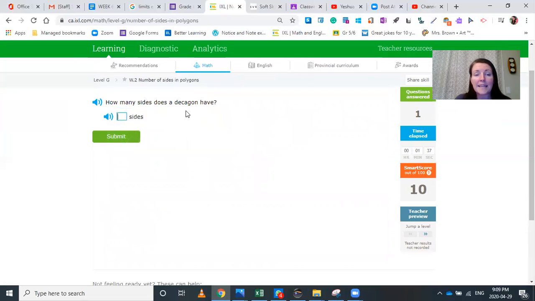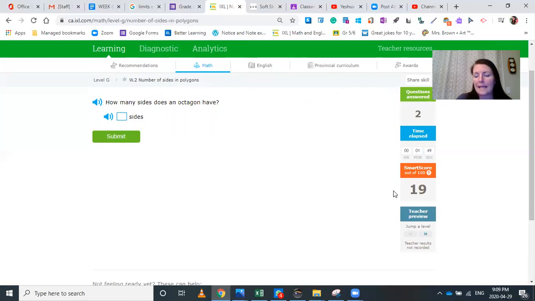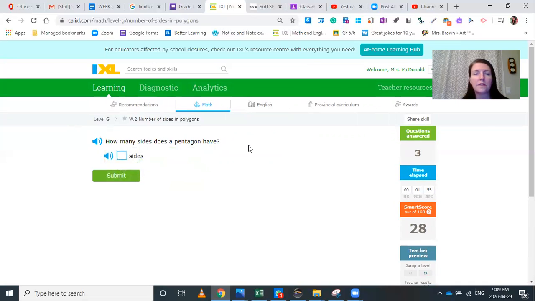Good. A decagon is 10 sides. Decagon, 10 sides. You could be looking back and referring to your notes if you wanted to. And looking, an octagon has got 8 sides. How many sides does an octagon have? 8 sides. All right, so these two are just trying to get you to figure out what is a polygon and then the number of sides for each polygon.